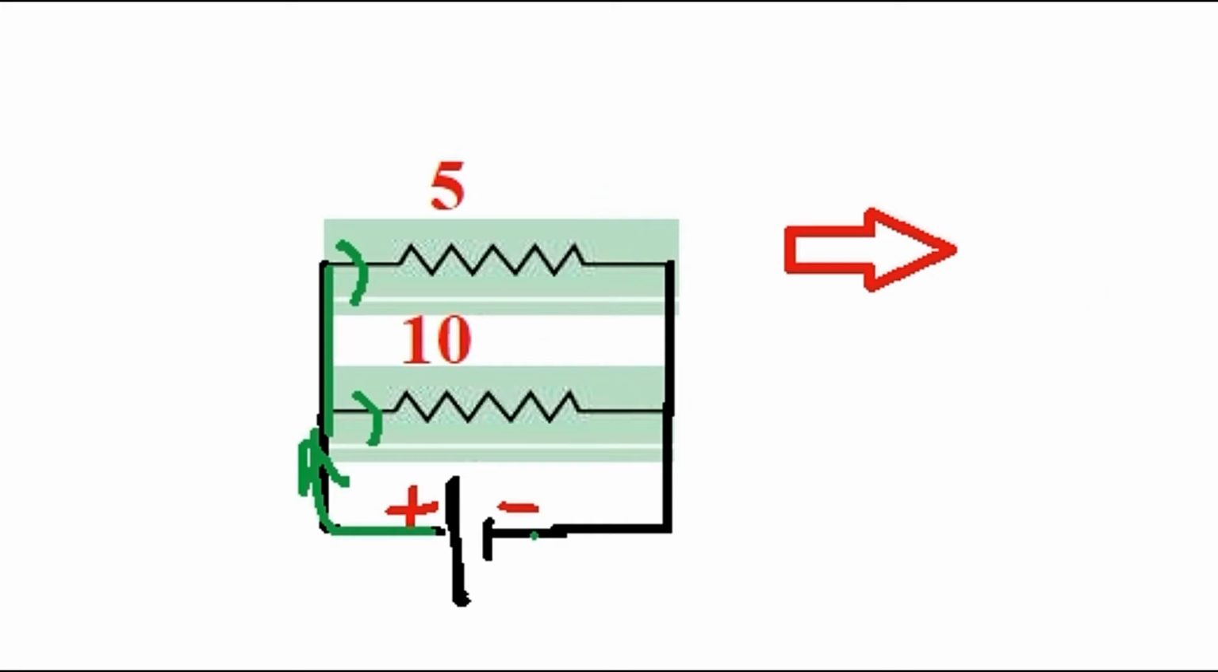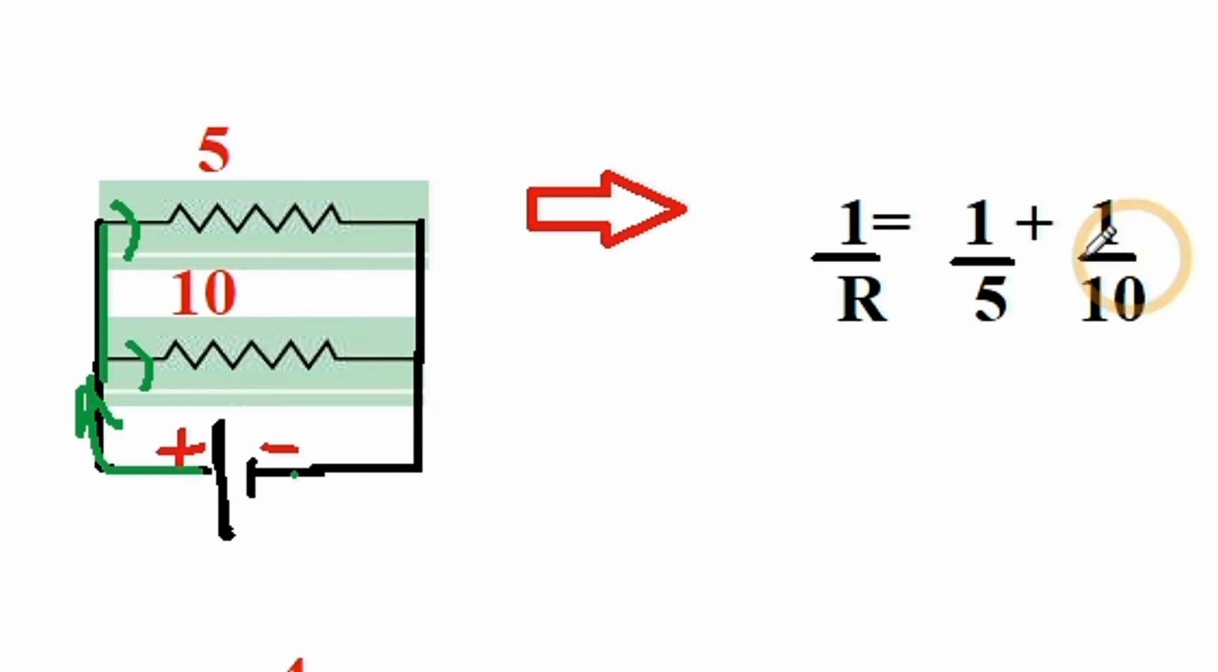So we can write the answer. We will get the answer by solving this equation: 1 by r is equal to 1 upon 5 plus 1 by 10. After solving you will get the answer. You can solve it on your own, but this is how we make the equation.